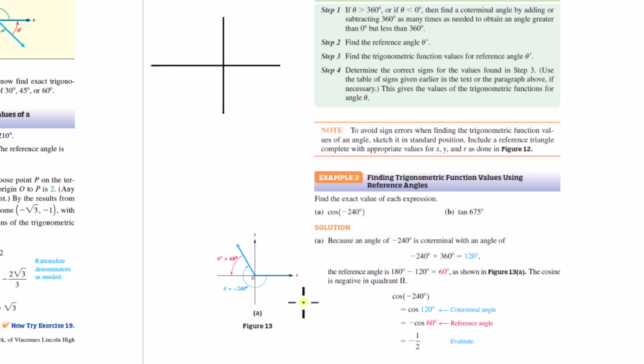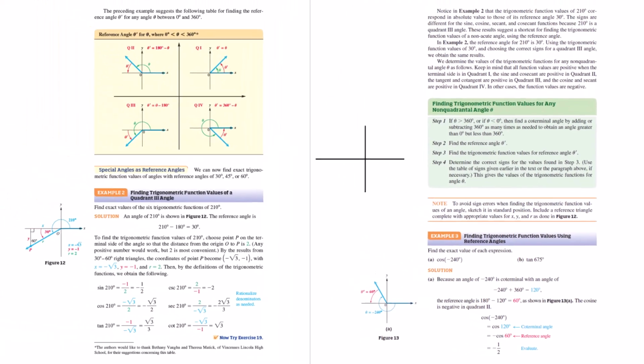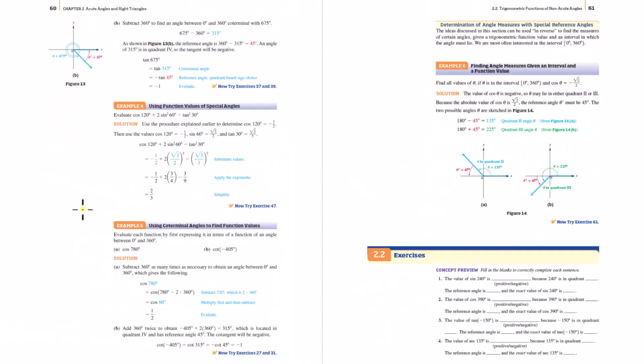Okay, so here's some more practice, just finding trig function values of these angles that are going to have reference angles of 30, 60, or 45. And I think I've given you the general idea of how to do this, but we're going to work a bunch of example problems in the next video.